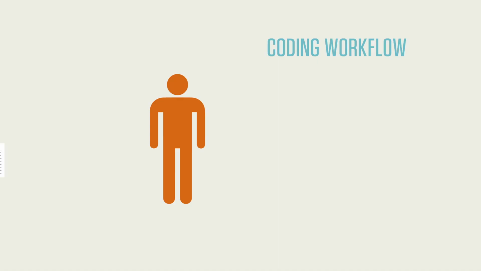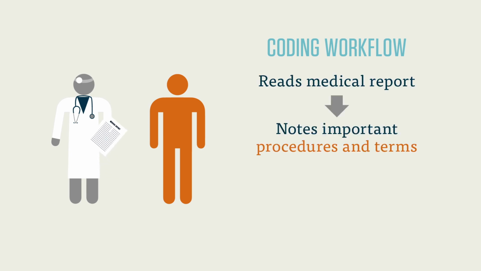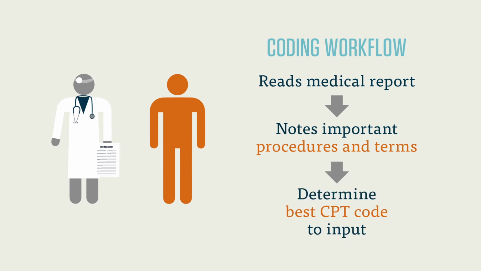for the procedure. As with ICD codes, the process of procedure coding begins with a physician's report. The coder reads this report, makes notes of the important procedures and terms used in the report, and then uses this information to determine the best CPT code to input. Let's take a look at a quick, simple example.